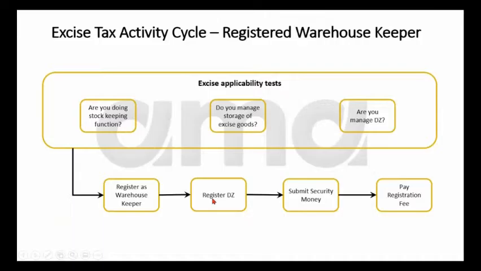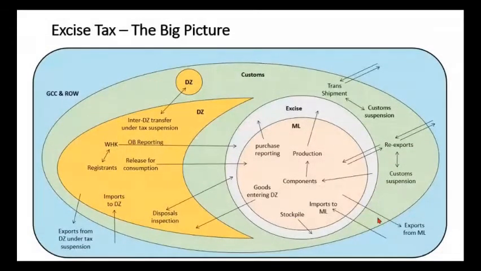Once you file this form, you have to specify the security money. It will depend on the structure of your designated zone, the specifics, the average annual throughput, and the average annual stock. You would have given some inputs in your registration form. According to that, they will specify the security money, and you will also have to pay the registration fee for registering the designated zone. So this is the warehouse keeper's requirement, or criteria, for why he is required to register for excise tax.